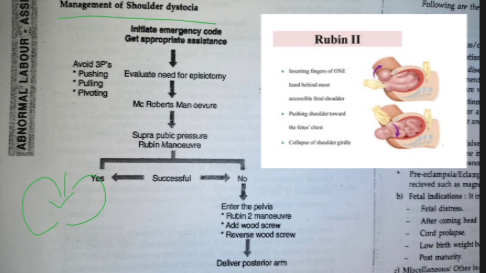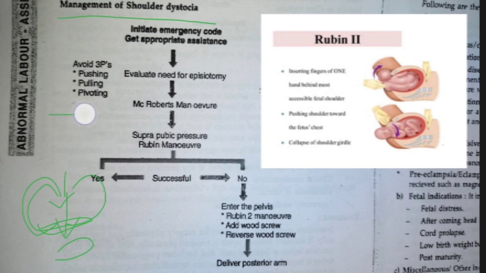But just imagine the baby has passed almost midway through the pelvis. The baby's head is visible. The baby's shoulder is stuck now. We can't push the baby inside and then perform a C-section again. At this time, how are we going to manage it?